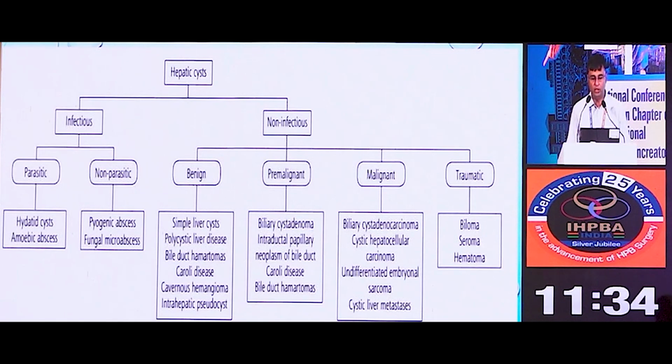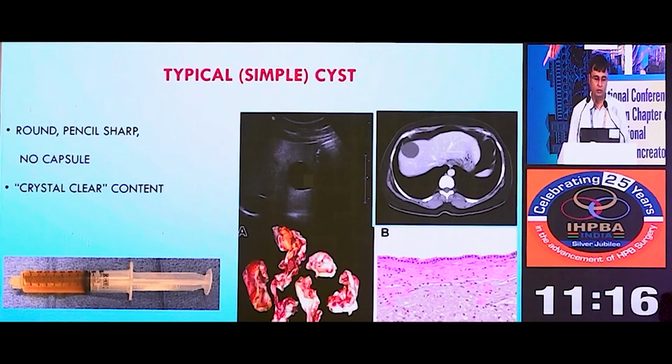Based on etiology, hepatic cysts are basically divided into infectious and non-infectious. These non-infectious can be further subclassified as benign, pre-malignant, malignant, and traumatic, while infectious can be subdivided into parasitic and non-parasitic. But in actual practice, in a preoperative setup, the division is typical or simple cyst and atypical cyst.